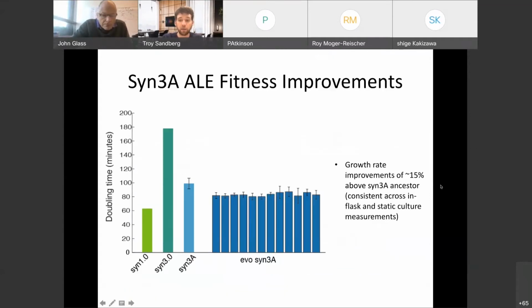So when you look at the phenotypic change after evolution, you see that pretty consistently across our evolved strains, they decreased their doubling time by about 15% compared to the Syn3A ancestor. So there is room for fitness improvements, and they're pretty consistent across the strains. There were no wild outliers that got much better or much worse than the other strains.